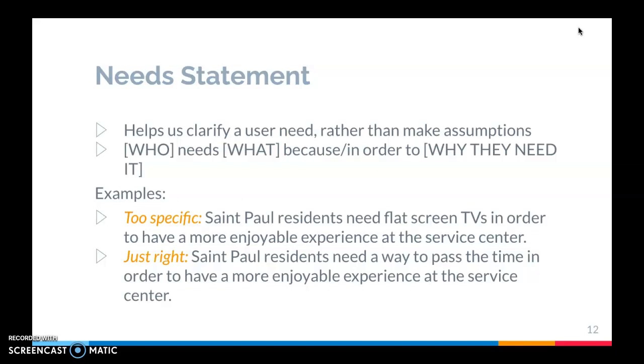This first example is too specific. St. Paul residents need flat screen TVs in order to have a more enjoyable experience at the service center, right?